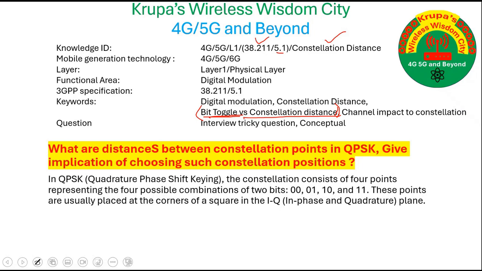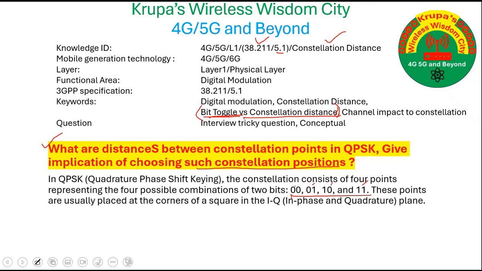So coming to the question: what are the distances between constellation points in QPSK? Give the implication of choosing such constellation point positions. In fact, 3GPP has very tactically given constellation points for a greater reason. So we'll cover that today. In QPSK, all of us know it is 2 to the power 2, so that means 4 points, and each constellation point represents 2 bits. It's 00, 01, 10, or 11.